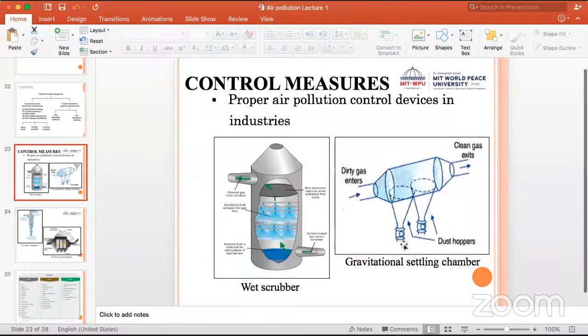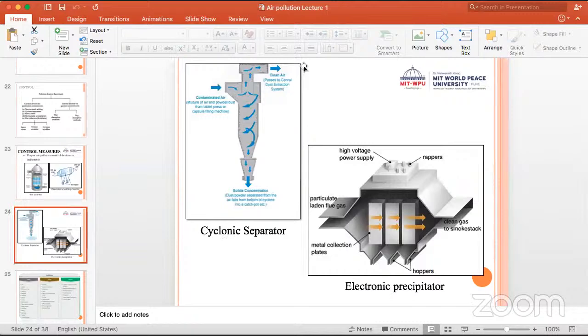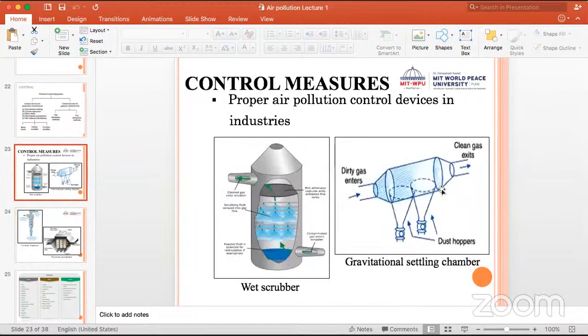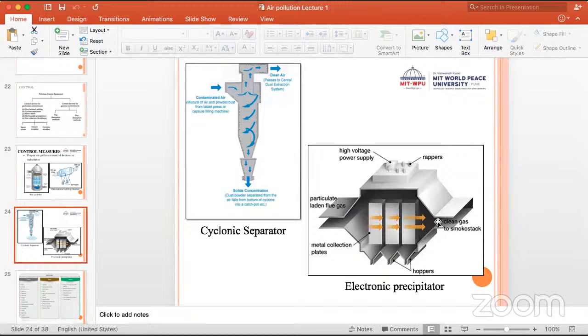Or they can also use a cyclonic separator or an electrostatic precipitator. So here they were using gravity as a method to separate the pollutant. Here they are using electronic cathode and anode, right? So therefore, because of the difference in the charge of the particle, the pollutant gets separated. Is that clear? So these are some common techniques, some common methods that are used for controlling pollutants.